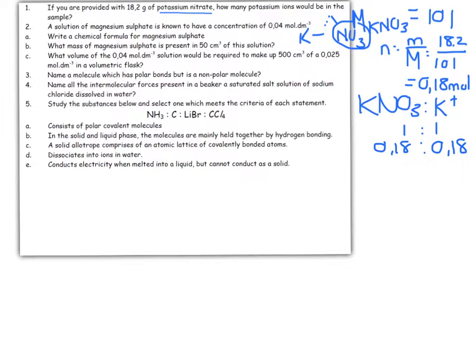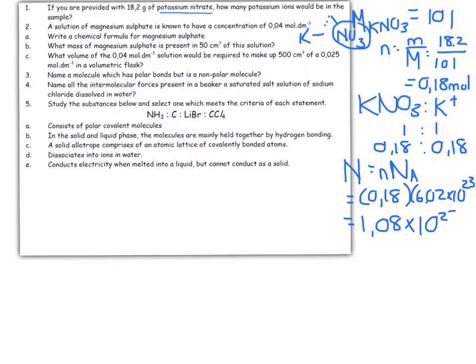The question is how many ions are there? So number of particles is equal to number of moles times Avogadro's constant. So I take that 0,18, I multiply it by 6,02 times 10 to the 23, and I land up with 1,08 times 10 to the 23 K plus ions.